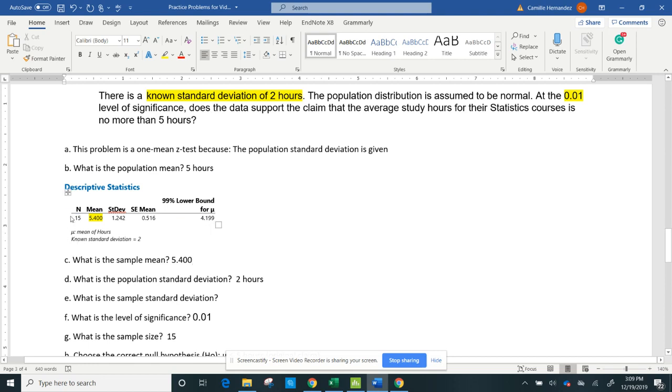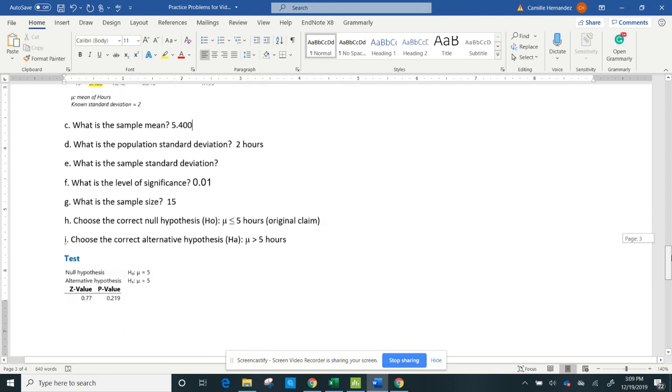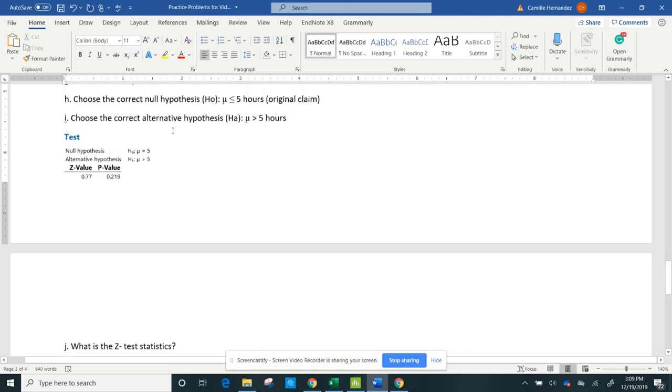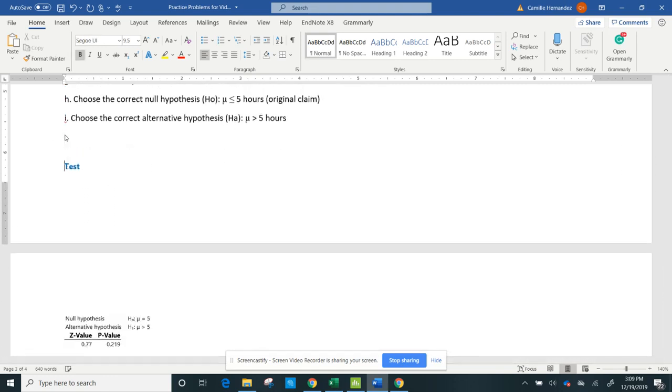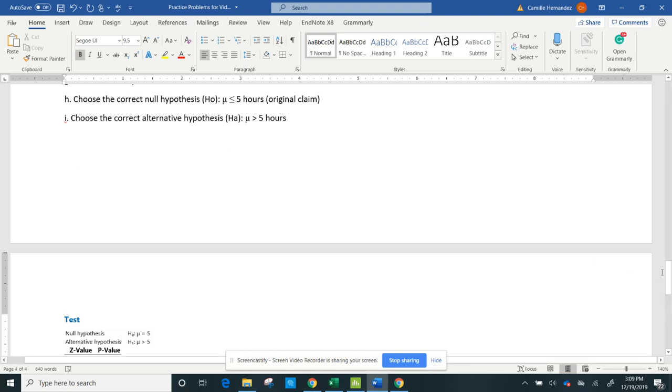Again, it's giving me descriptive statistics for the sample that I just put in. So there, I've answered everything A through I. Now I need to go do the last part, and I'm going to put this down here so I can see it easier. We'll come back up to it.